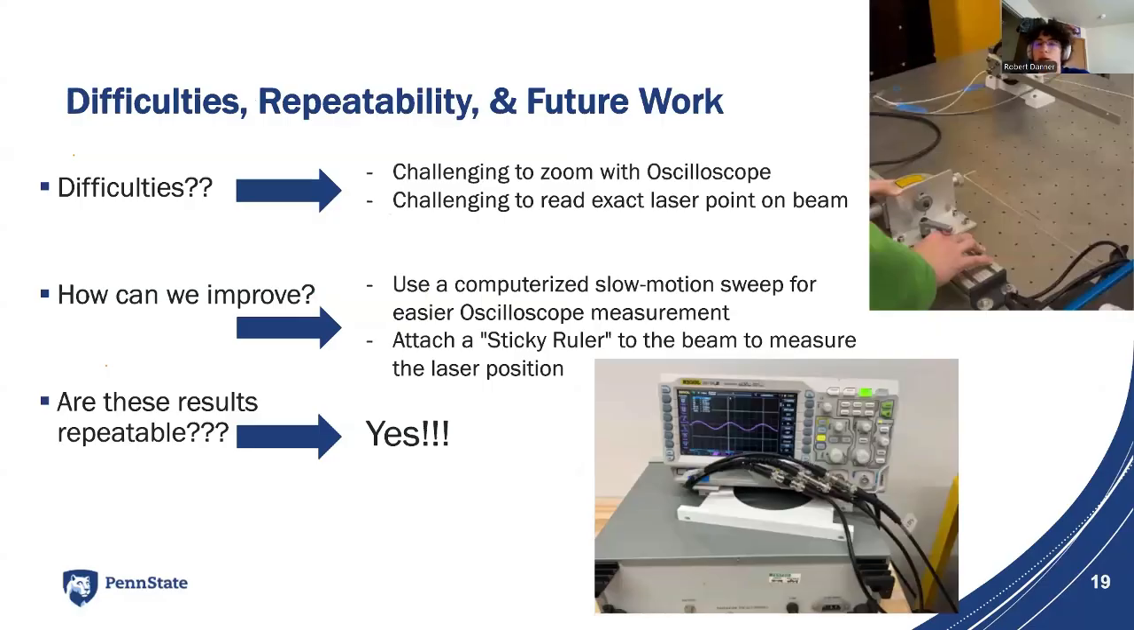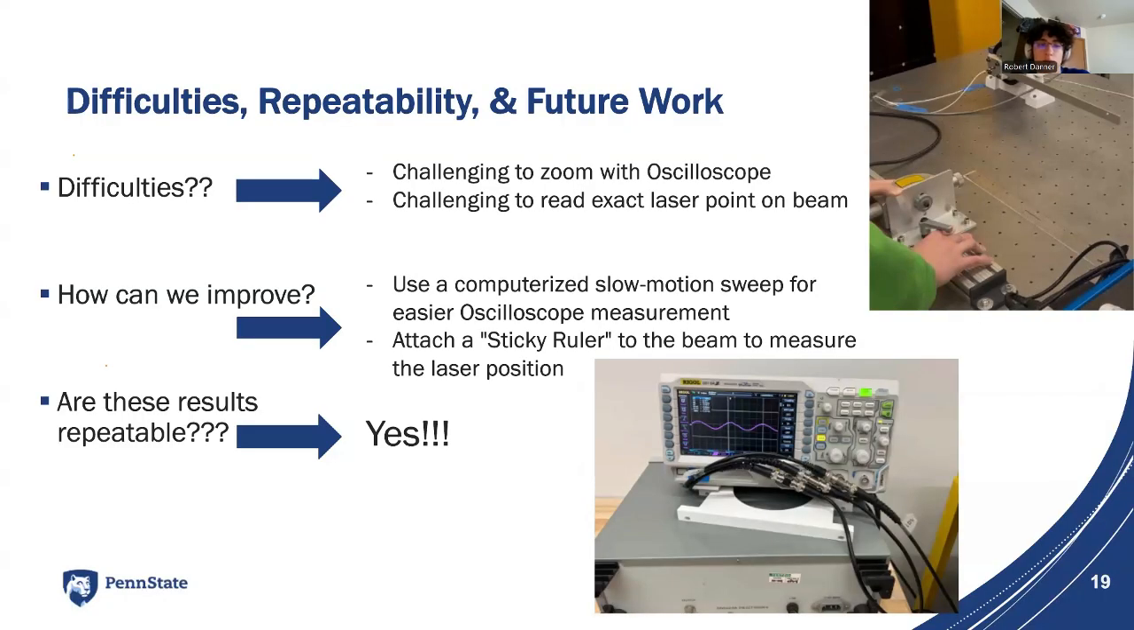Now, although the experiment was a success, we had some challenges, including using the oscilloscope to zoom in to view our waves. It was hard because we had to move the dial ourselves by hand, and it was very difficult to get the picture to fit right as we were changing the frequency. It was also very difficult to read the distance of the laser from the beam root by holding up a ruler to it.